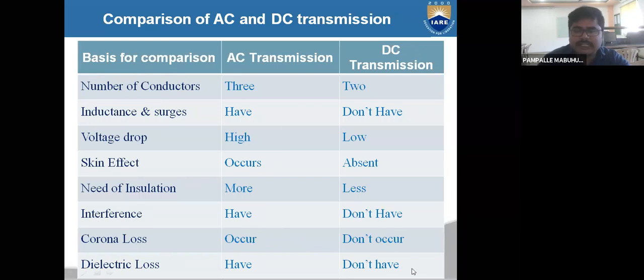Even in DC you can observe corona loss, but it will be very less. Here they have written it does not occur, but a small amount of corona loss will be there in the DC system also, right? So very low corona loss. Now the dielectric loss. Dielectric loss will be there when there is a capacitance effect, right? In AC transmission lines, you will have the capacitance effect. In DC, there is no capacitance effect. Because of that reason, dielectric loss will be there in AC transmission, and it will not be there in the DC transmission system.